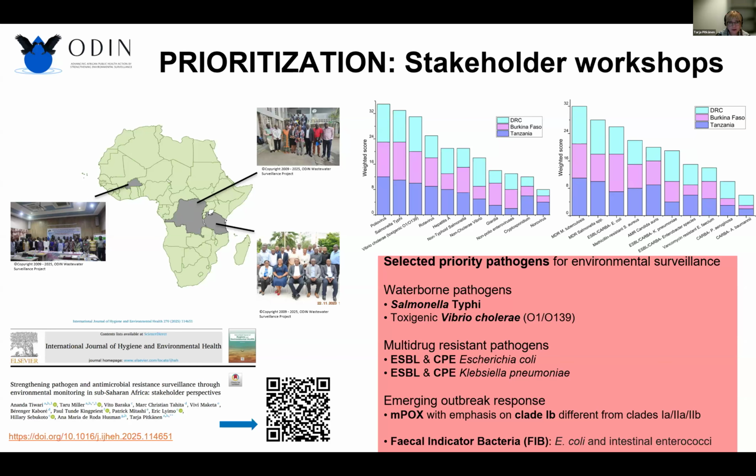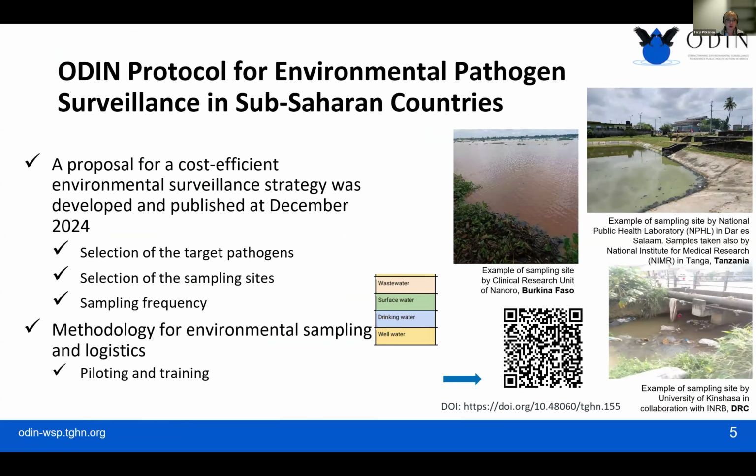So after we have this prioritization and selection conducted, then we moved on to develop a protocol for environmental pathogen surveillance. So we created and published a proposal for cost-efficient environmental surveillance strategy. This was published in December last year, so 12 months ago. So here is also a QR code for that publication.